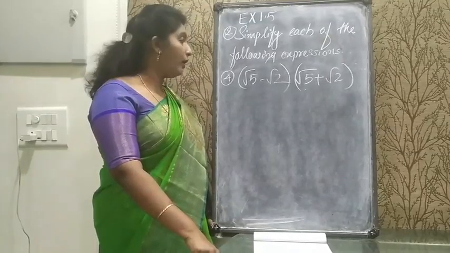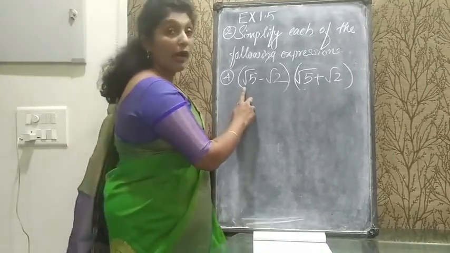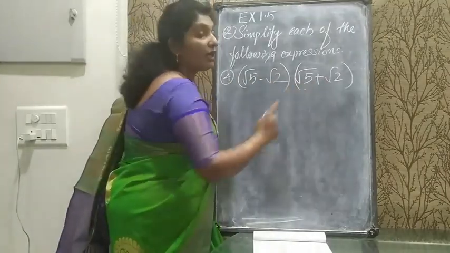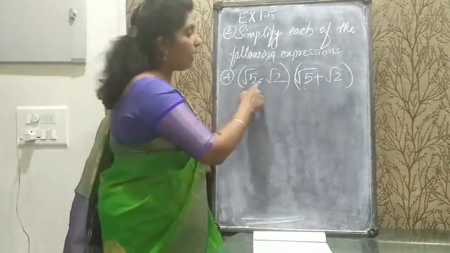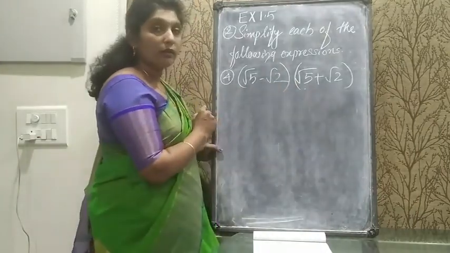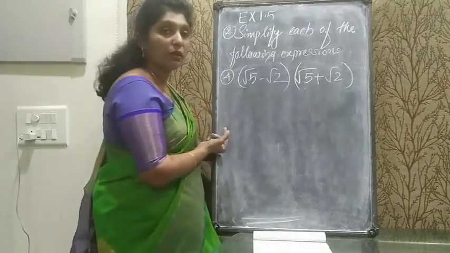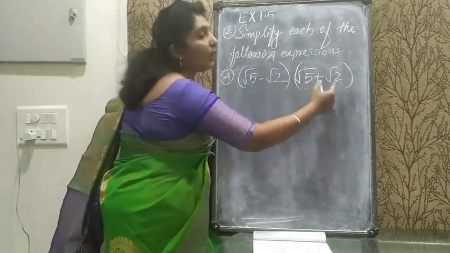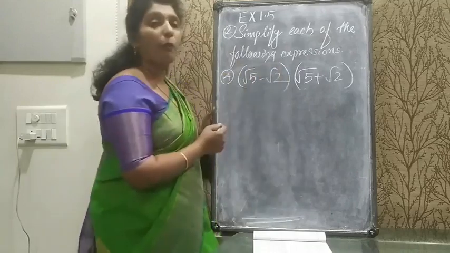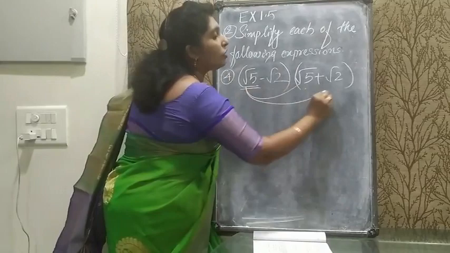Now I am going to explain the fourth sub question. Under the root 5 minus under the root 2 multiplied by root 5 plus root 2. Root 5 minus root 2 into root 5 plus root 2. You are familiar because already the second sub question was similar to this question. This is in the form of a minus b into a plus b. If you are not using the identity, then simply you have to open the bracket. With the first term you have to open these two.